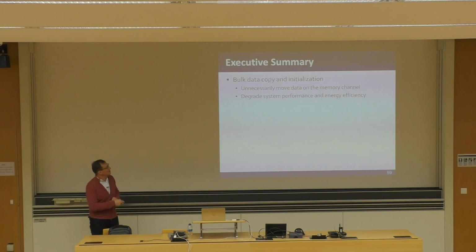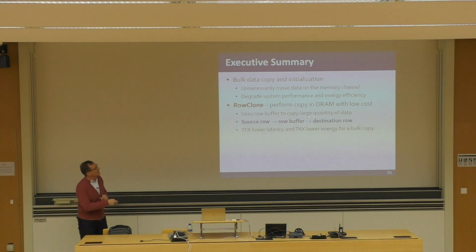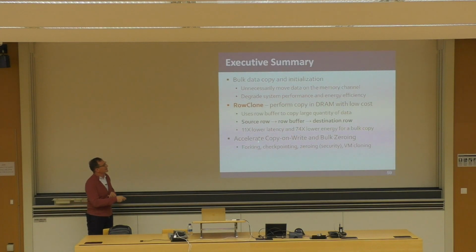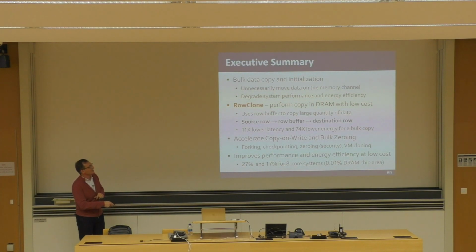Bulk data copy and initialization unnecessarily move data on the memory channel. They degrade system performance and energy efficiency. RowClone performs row copy in DRAM with low cost. It's a novel mechanism, and it uses the row buffer to copy a large quantity of data, and this is the fastest mechanism. It gives you significant energy and latency reductions. And this can accelerate copy-on-write and bulk zeroing. As you can see, there are many applications that can take advantage of it, and the paper shows that you can get significant performance and energy improvements in multiple types of core systems.